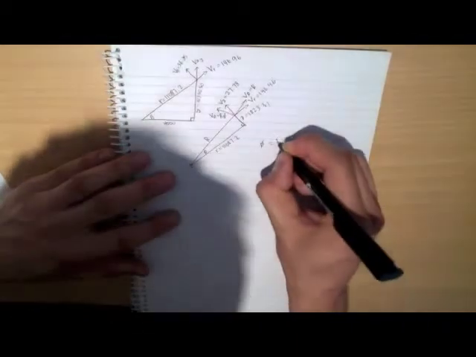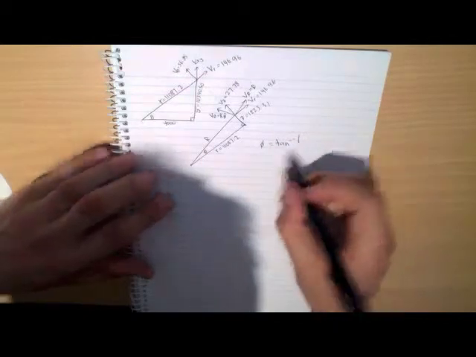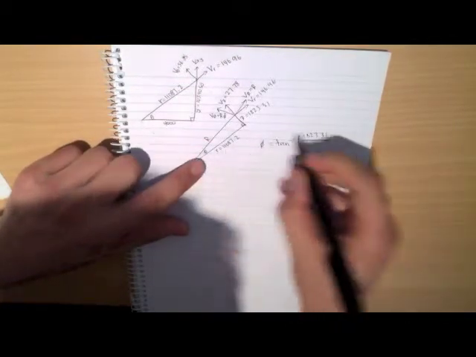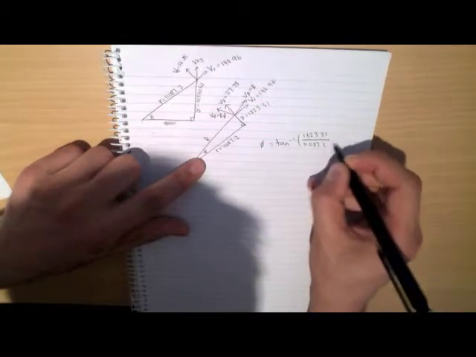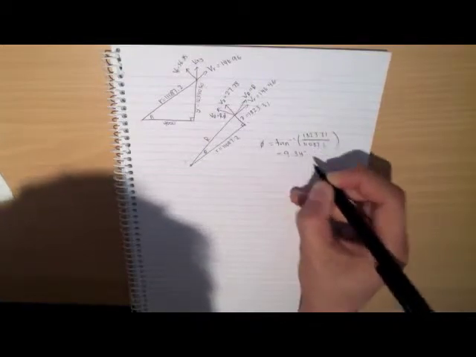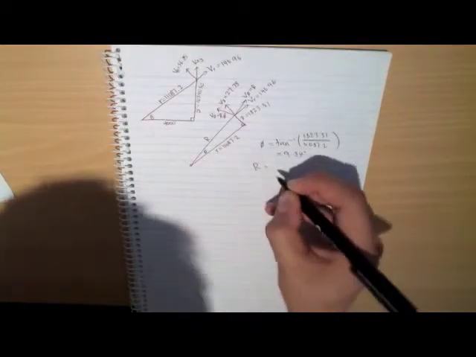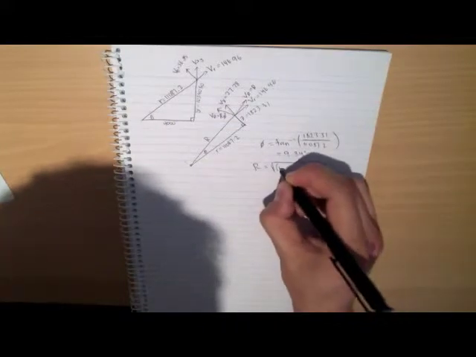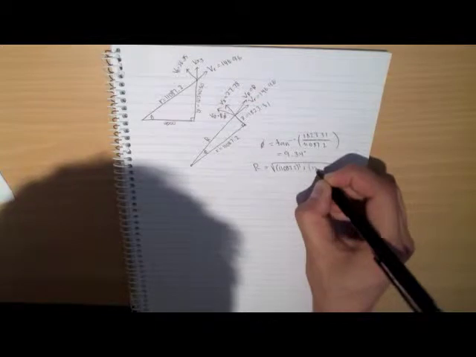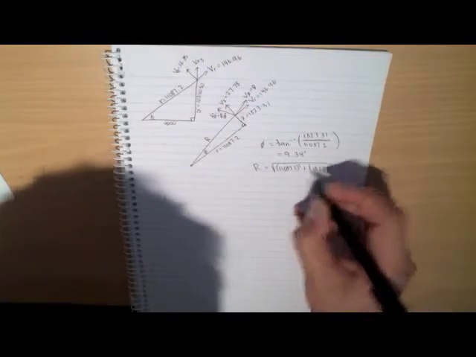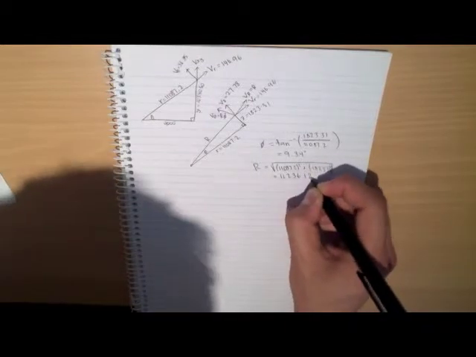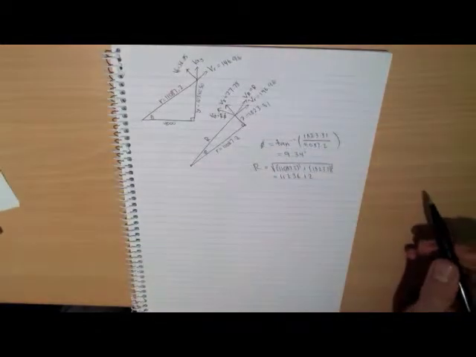So we have phi is equal to tan inverse of 1823.31 divided by 11,087.2, which is just from here, which gives us 9.34 degrees. We can also work out R, which is equal to the square root of 11,087.2 squared plus 1823.31 squared. This just gives us 11,236.12, which is the distance here, R.